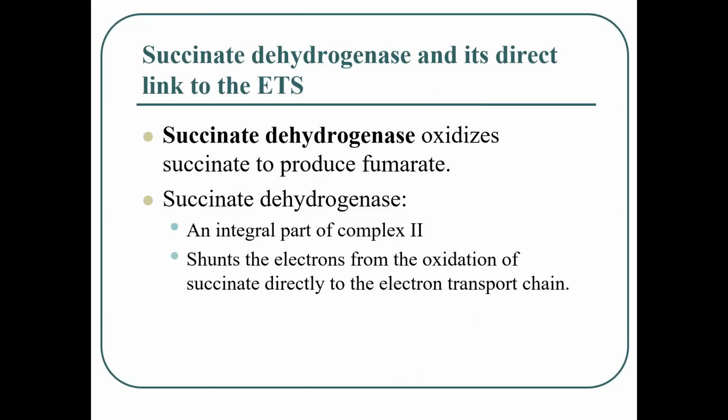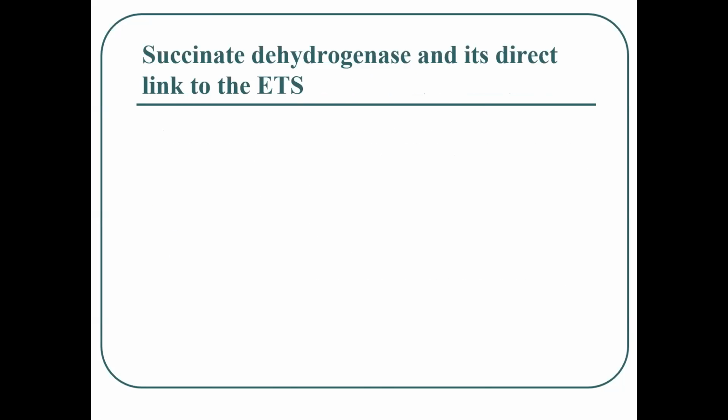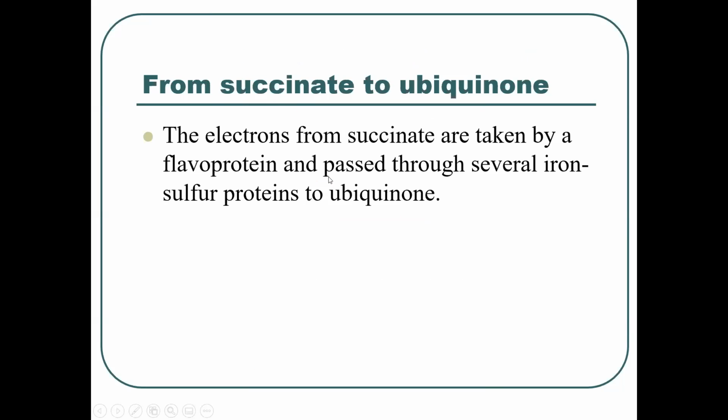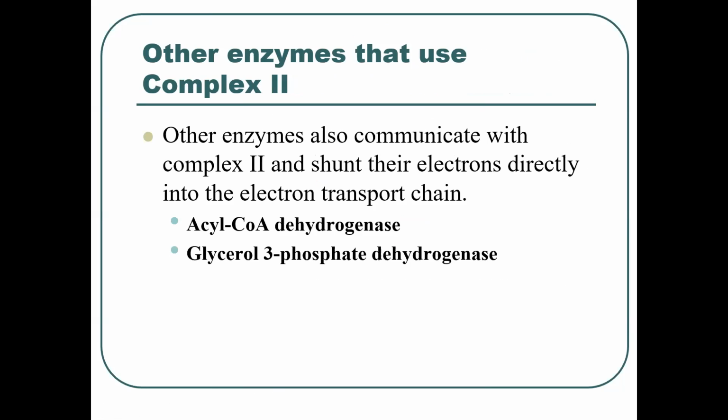And succinate dehydrogenase, therefore, is linked straight into the electron transport chain. So they go through iron sulfur proteins to the ubiquinone. Those iron sulfur proteins, you can see those here and here. Okay, and here are the other enzymes that also shunt their electrons into complex 2.